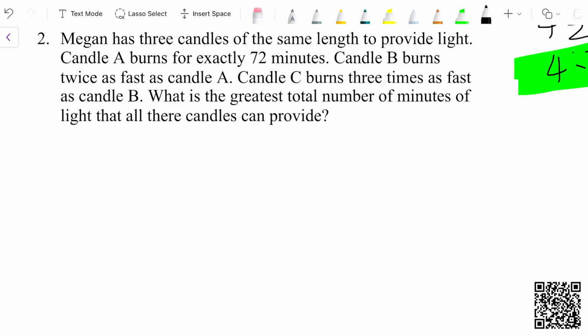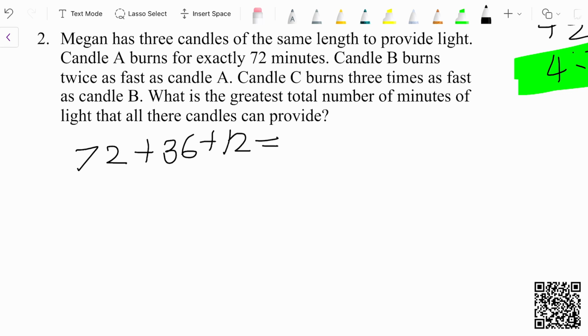So, this one is relatively straightforward. If you are trying to see the greatest total number of minutes that all candles can provide, it's one after the other. So once one candle burns out, then you light the next candle to not waste wax. Since candle A burns for 72 minutes, candle B burns twice as fast as candle A, which is half of candle A, which is 36. And candle C burns 3 times as fast as candle B, which is 1/3 of 36, which is 12.